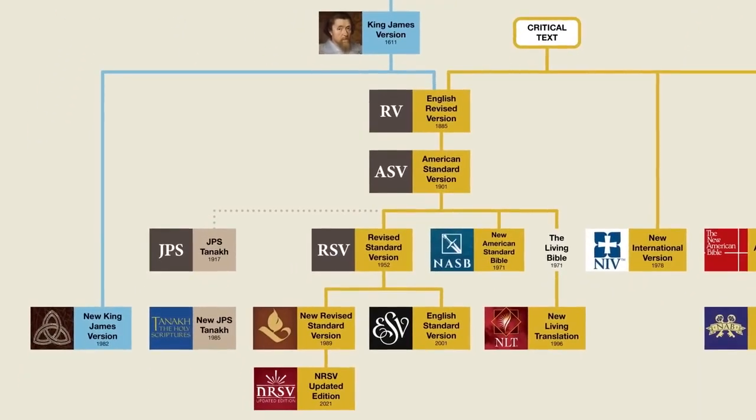The first and only authorized revision of the King James Version was the English Revised Version, often simply referred to as the RV, or Revised Version. It came out in the UK in 1885 and was quickly followed by the closely related American Standard Version in the US in 1901. Now, these two new translations differ from the King James in a very important way.